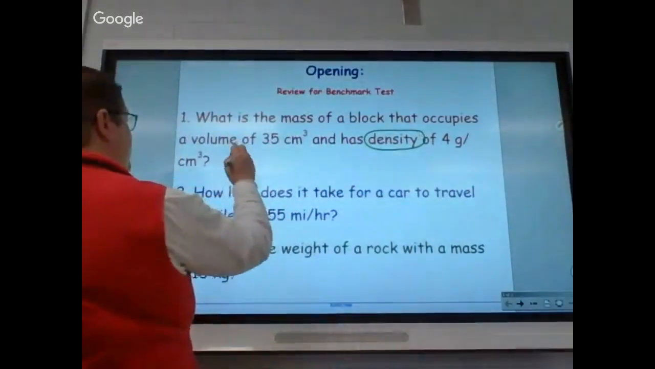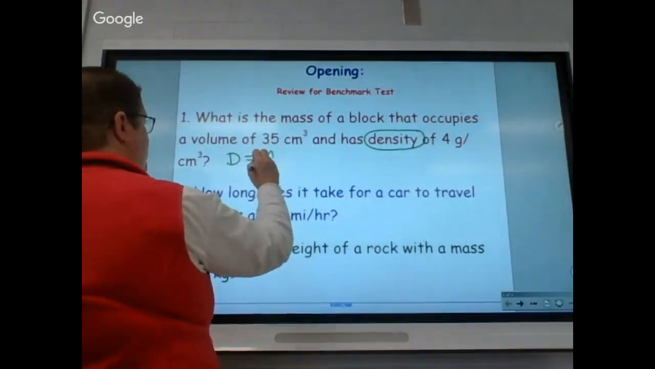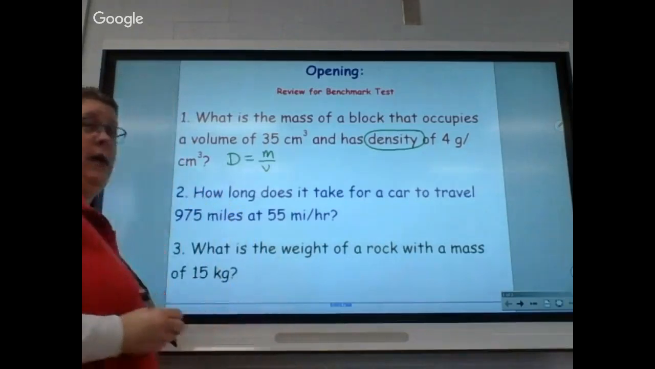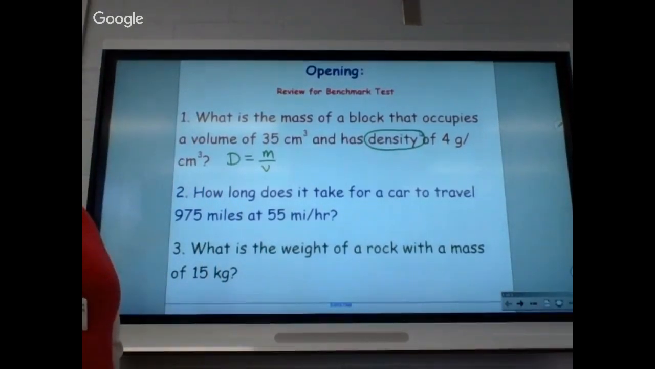Right, it should remind you that we did a density formula way back in the very first week of the semester. It's probably about day 2 or 3. So that would be our formula. It's on the back side of our reference table, so we would want to pull out that formula.